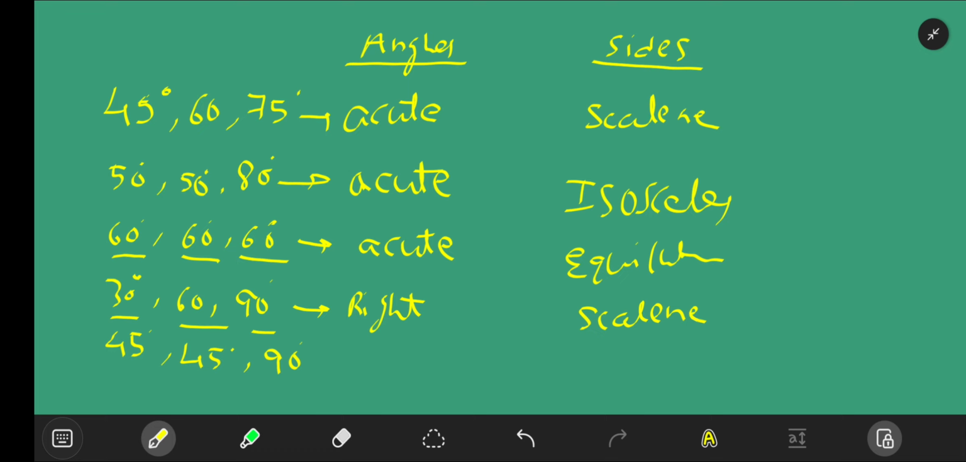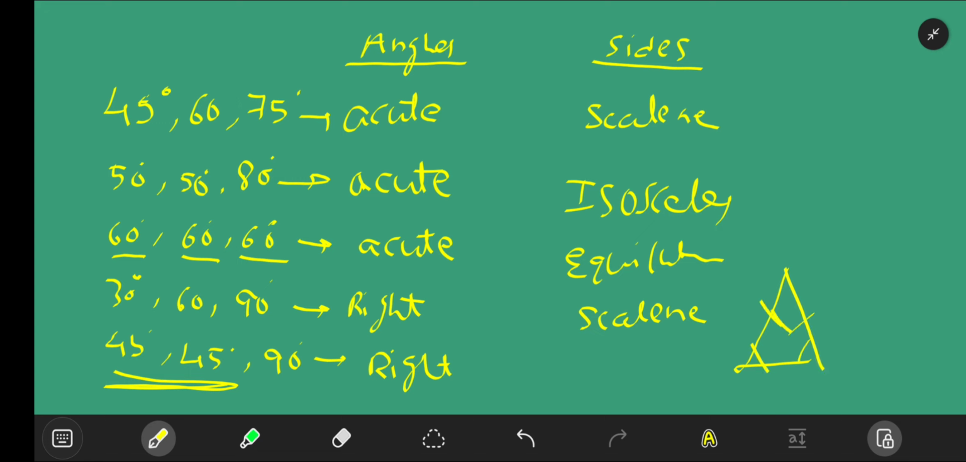Three angles are different, so it is scalene. Now the last one: one angle is equal to 90 degrees, so it is also a right angle triangle, and two angles are the same. Two angles, two sides will be the same only in an isosceles triangle. So it is isosceles.